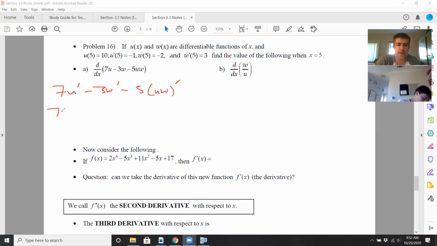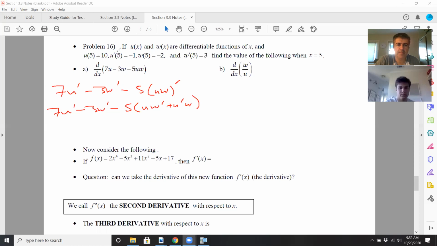So that's 7u prime minus 3w prime. Remember, you're doing a derivative, so that's why I'm using the little prime symbols there. And you have to do the product rule, which is going to be uw prime plus u prime w. Honestly, I don't care which one you do first because there's a plus in the middle. You could do u prime first, then w, and then uw prime. I don't care. And you already know what these values are.